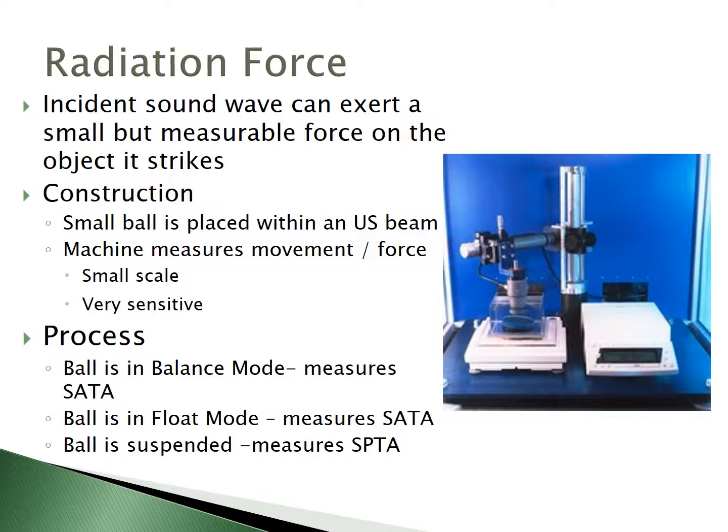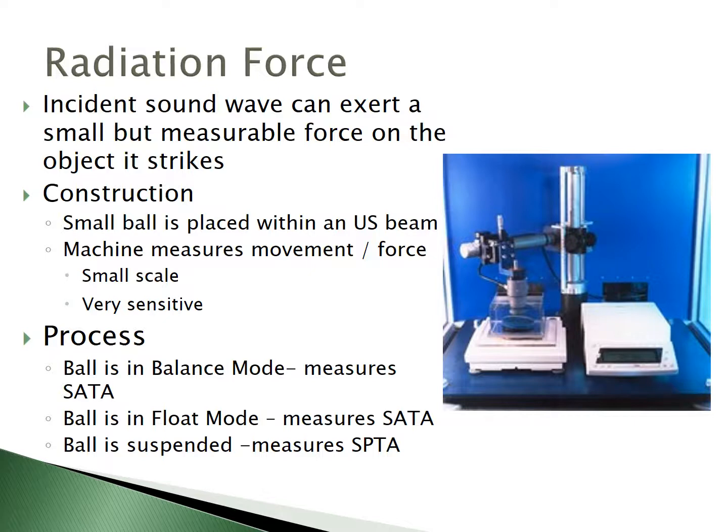The construction of the radiation force balance machine is that a small ball or object is placed within the ultrasound beam, and then the sound is directed towards that object, and the machine measures the movement and force of that small object. It's probably negligible to the eye, so it's a very small scale and the machine is very sensitive to that movement, but it actually is measurable.